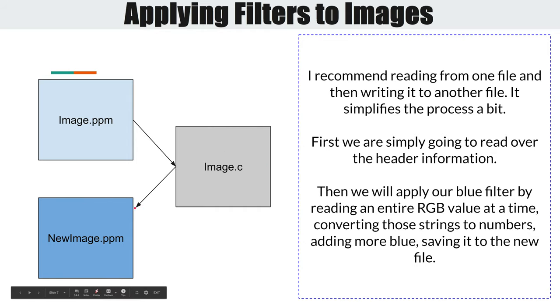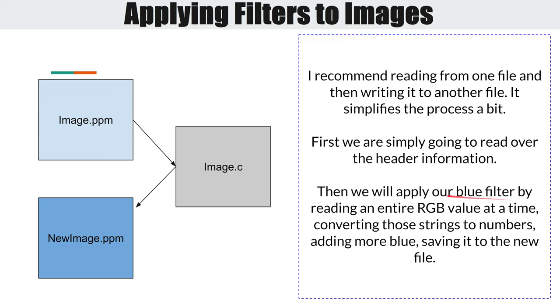That way, if we completely mess up the image, we still have our original to keep doing our work with. Now, the first step is that we're simply going to copy over the header information. We're going to look at this one and ask, what's the header info? And boom, we're just going to send it to the new image. And then we're going to loop through this one, make changes, and save it to this one.